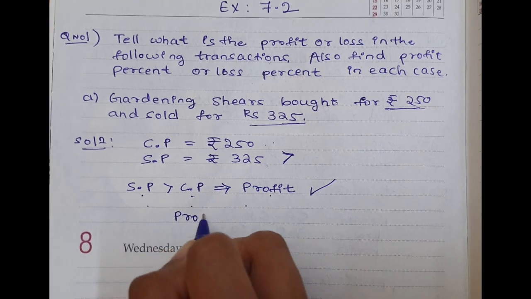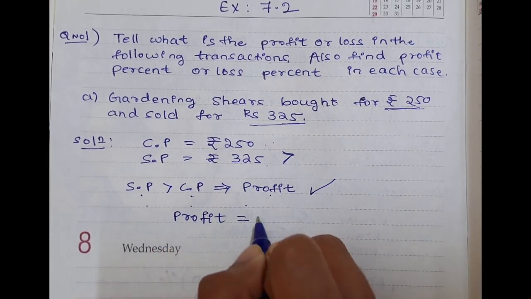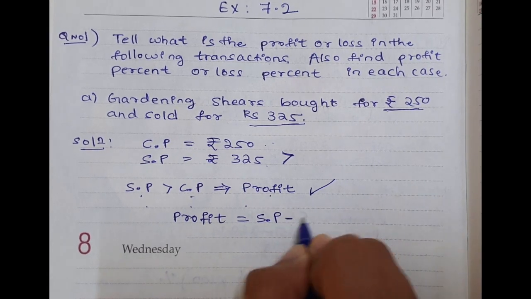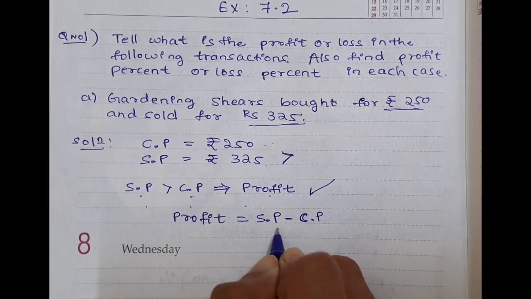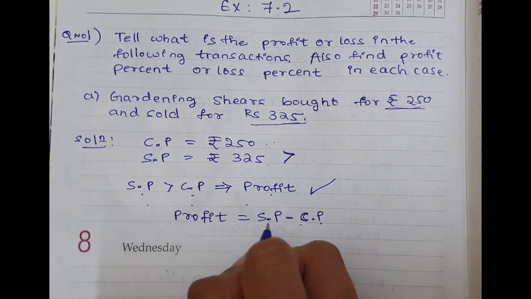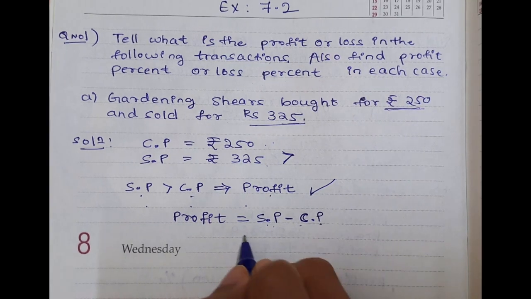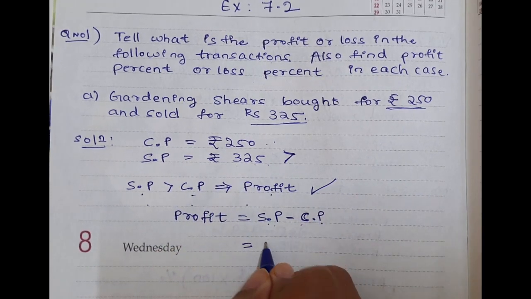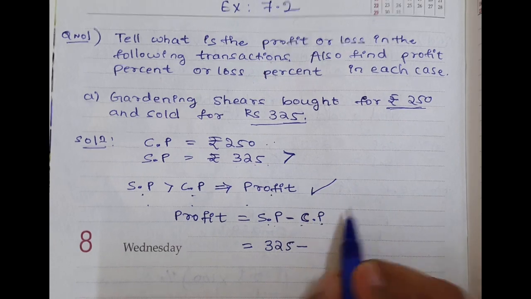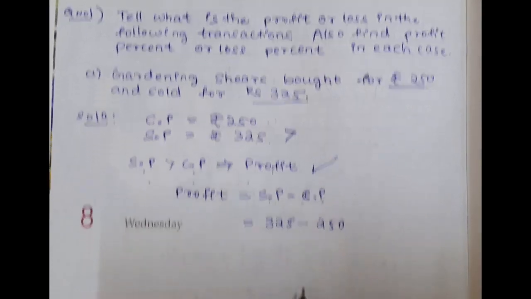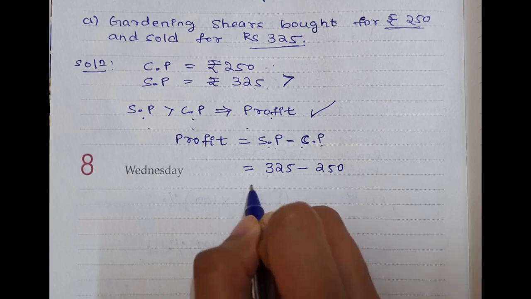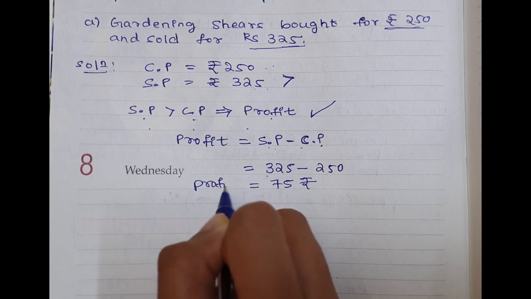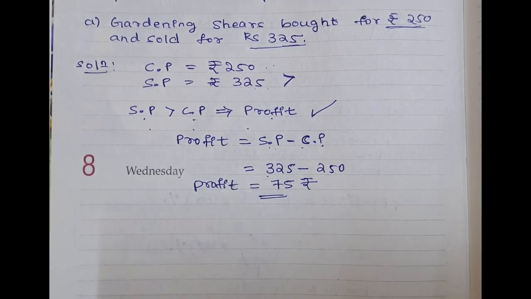So now we have to find the profit amount. Profit is equal to selling price, which is the greater one, minus cost price. So subtract the cost price from the selling price. Now let us substitute the values. Selling price is 325 rupees and the cost price is 250 rupees. 325 minus 250 will be 75. What is the unit? Rupees. Profit amount is equal to 75 rupees.